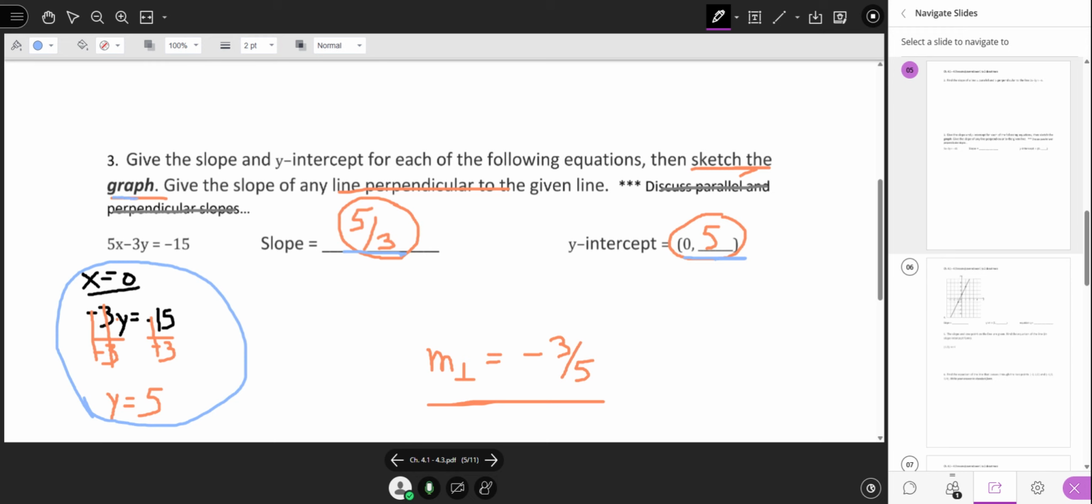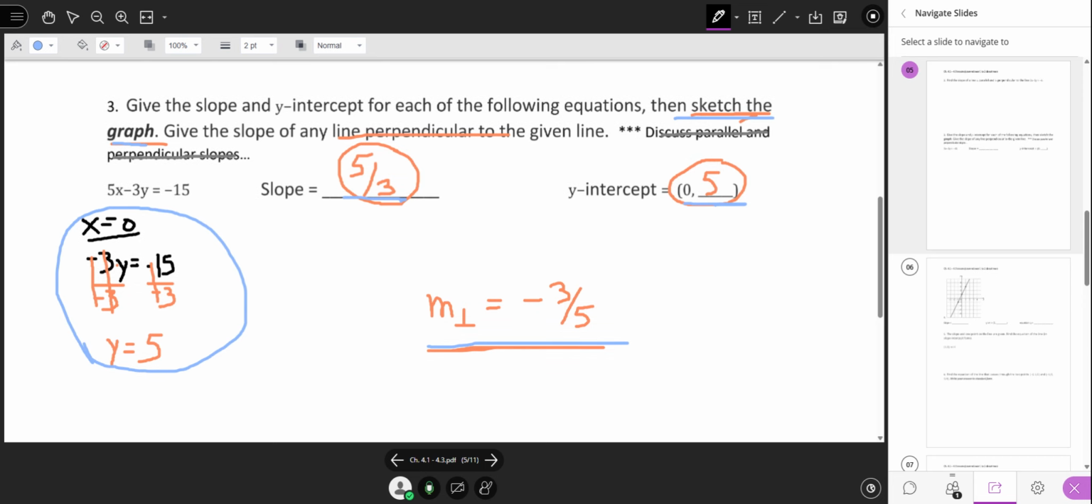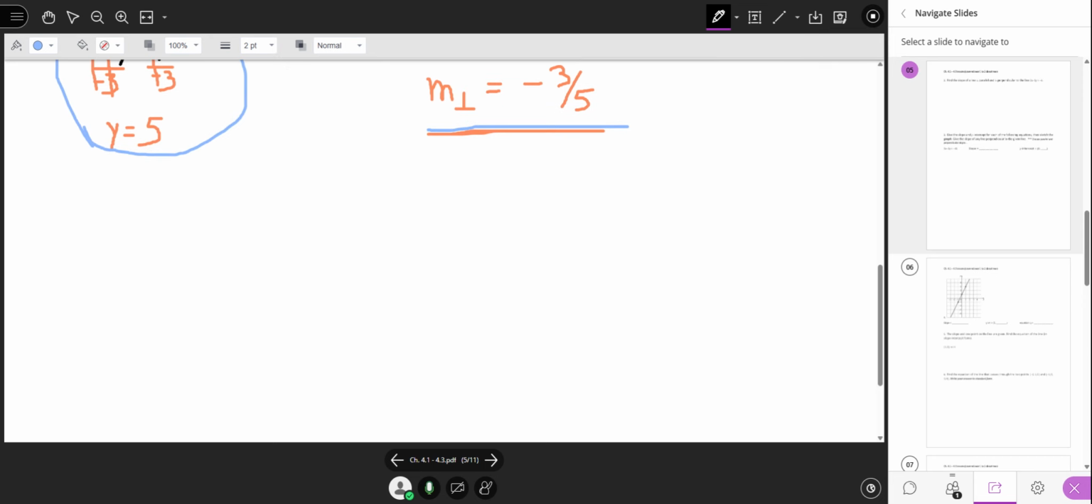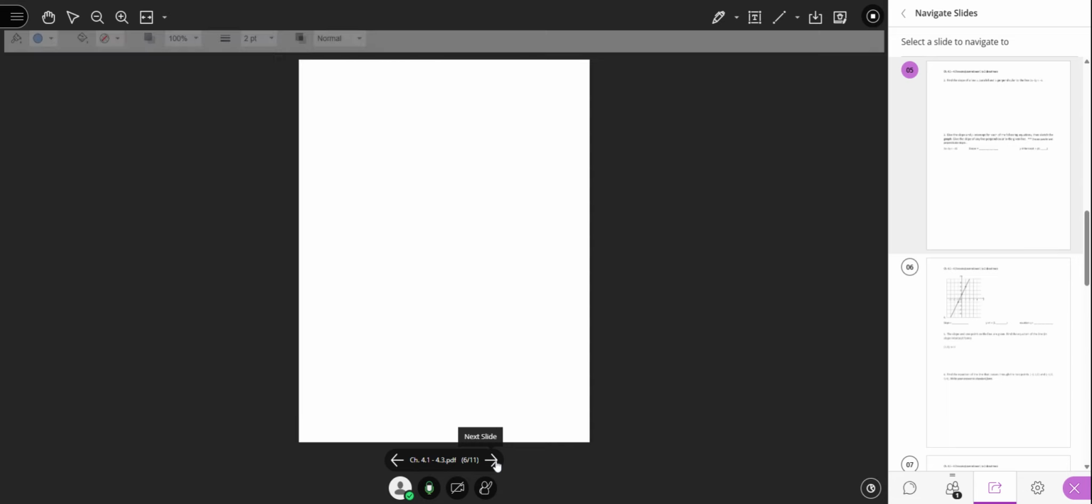It needed you to graph. I already showed you that. And then it needed the slope of the perpendicular line. So that problem wanted quite a bit of stuff.